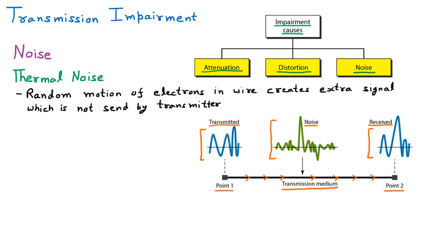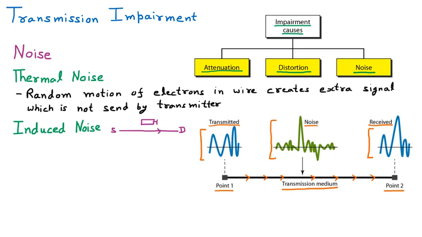Now the next type of noise which we have is the induced noise. Talking about the induced noise, let us suppose that this is my wire, and nearby this wire there is some kind of motor which is running. So if a motor is running nearby the wire, now this is the source and destination of the wire, and the data is moving in this direction.